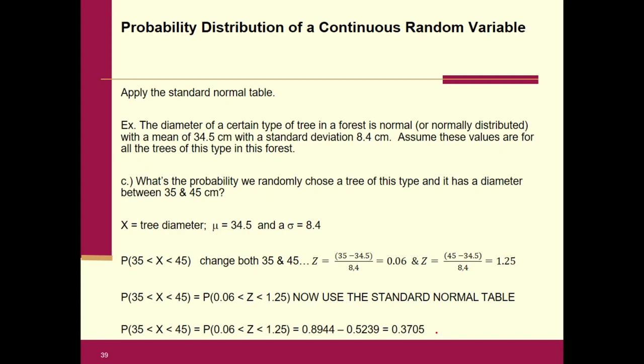So we did less than, we did greater than, we did in between. And again, it wouldn't matter if I had an equal to sign here or here. No, it's not going to change anything. The probability is not going to change if we're looking exactly at 35 or 45, because there's no probability sitting there.